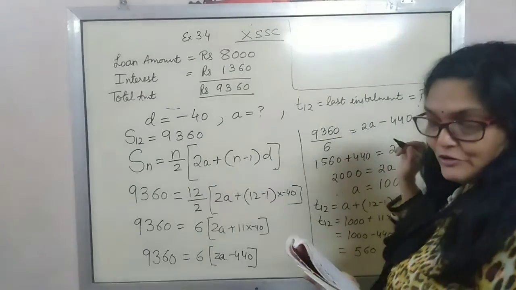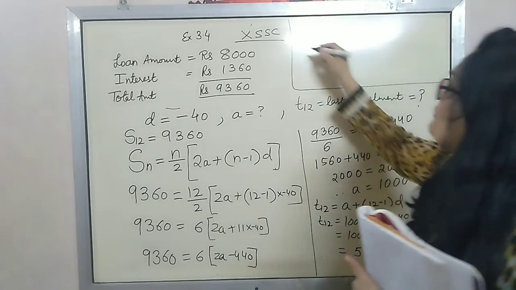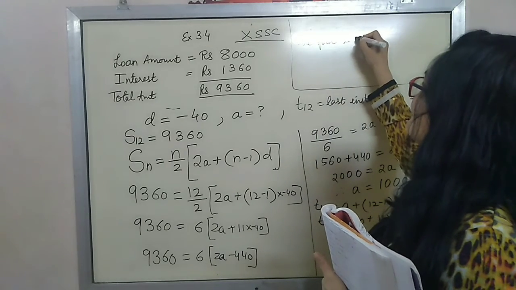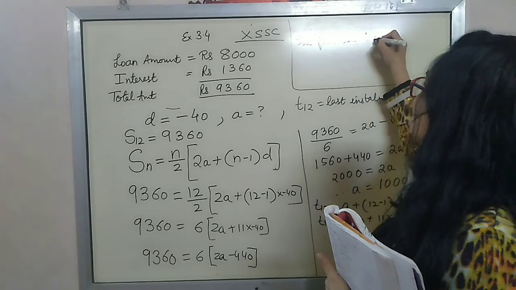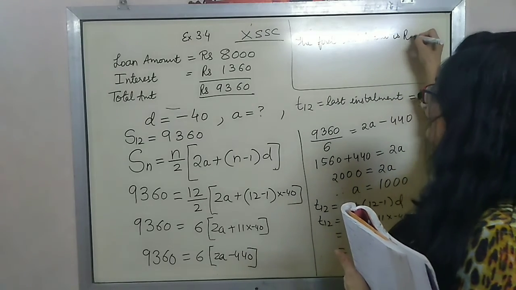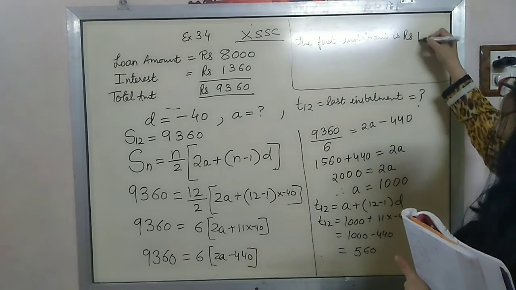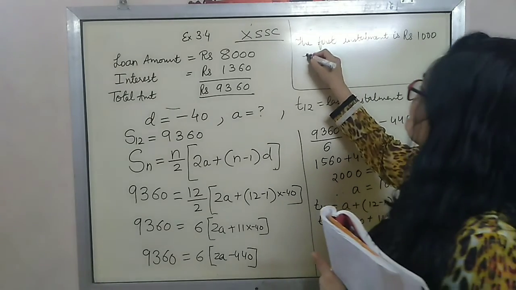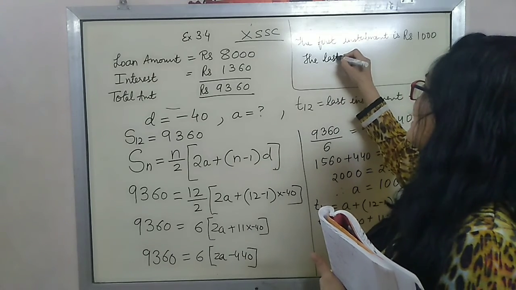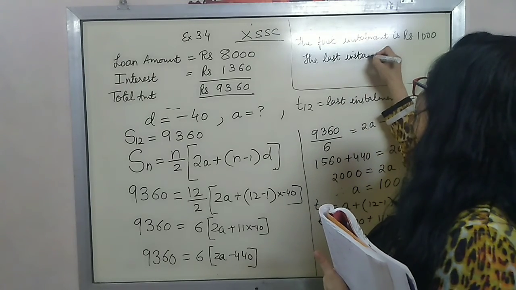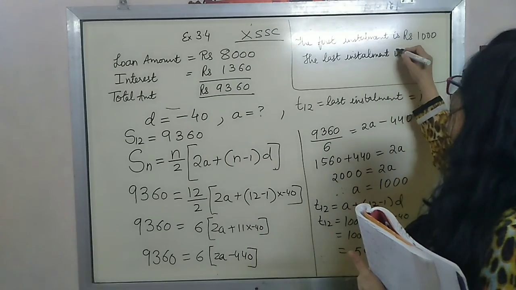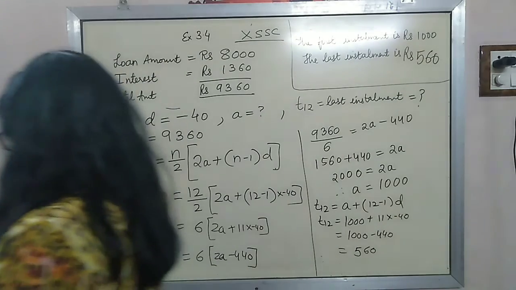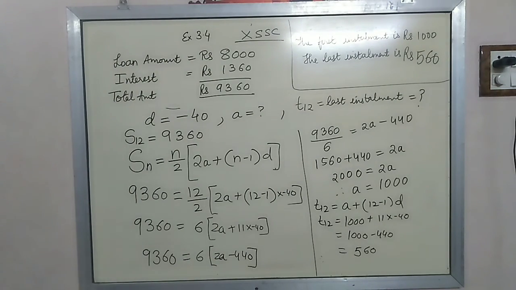And last में when हो गया, you have to write. क्या बोला उन्होंने? Find the first and the last installment. So you have to write, therefore, the first installment is rupees 1000 and last installment is rupees 560. Okay, clear? This is your second sum.